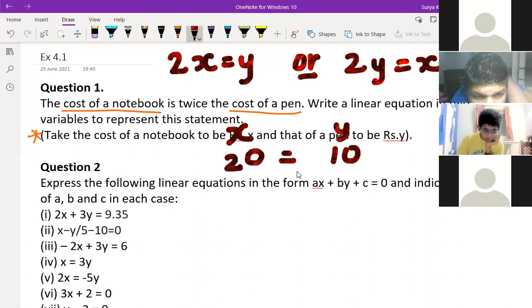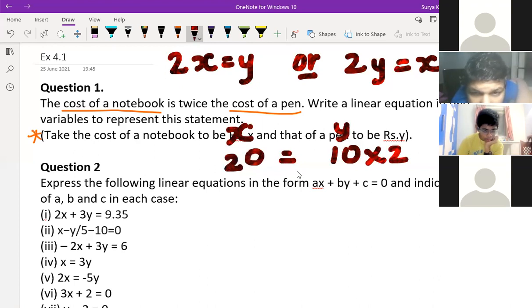So the cost of the notebook is twice. So where should you multiply? On the y side or the x side, to make it equal? Y side you should multiply. Correct, children? Yes, sir. So which should be the correct answer now? If you let the cost of the notebook be x, what should you write in this case? 2y is equal to x, sir.